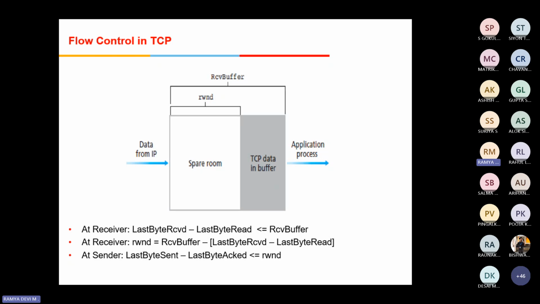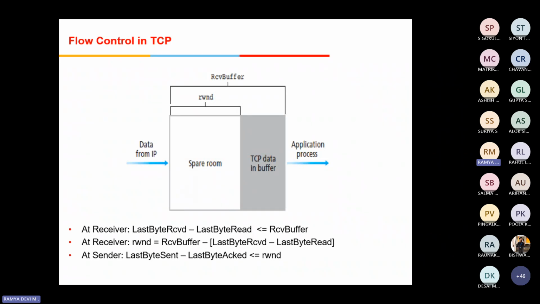The sender is a fast sender and the receiver is a slow receiver. If I'm sending 1000 bytes, but the receiver is able to receive only 500 bytes, the next 500 bytes will be wasted. So I should not overwhelm the receiver with too much data. That's the reason we use the buffers.